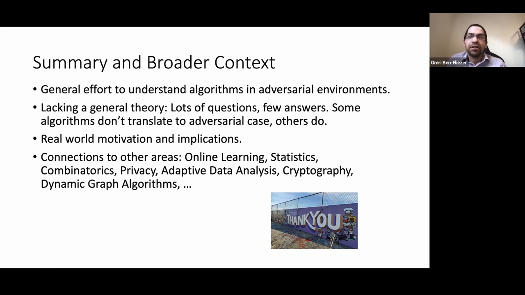There's certainly a real-world motivation for this problem, because the online setting is very common. It's not clear whether this worst-case adversarial setting is the most natural one, but that's another interesting point: what are the right models? For example, reinforcement learning is one such model. And for the game-theoretic models, there are interesting questions. What are the right models here? And there are many connections to many other areas, as we've seen: online learning, statistics, combinatorics, privacy, and others.